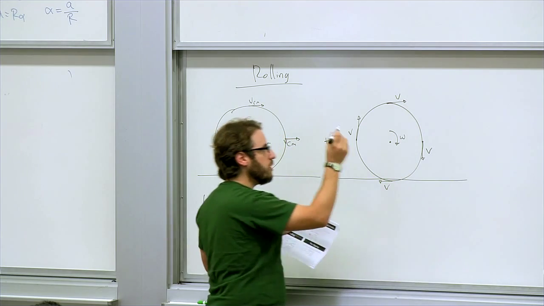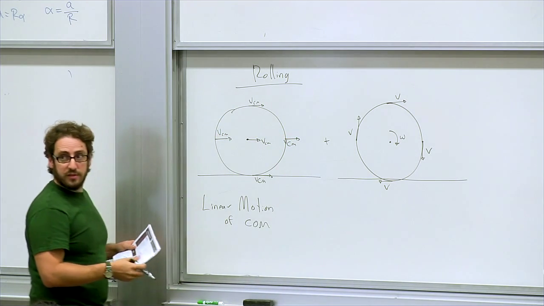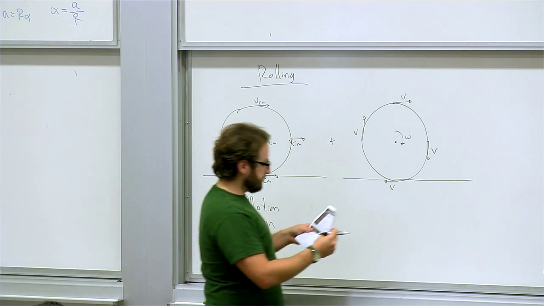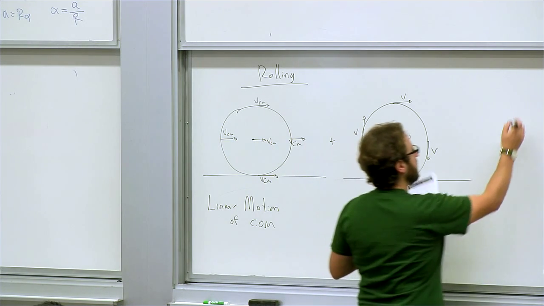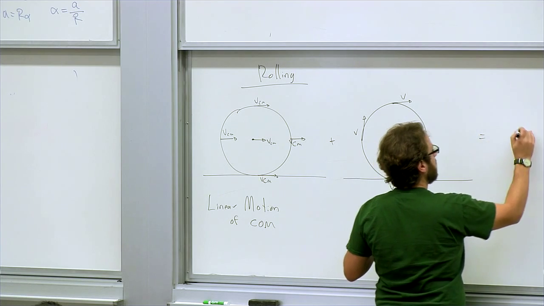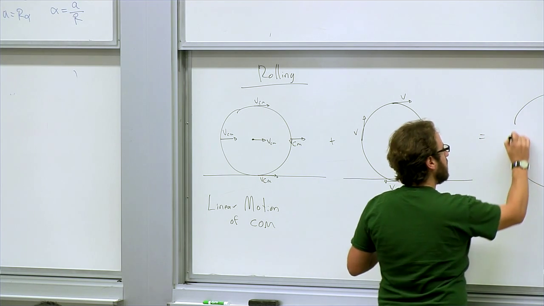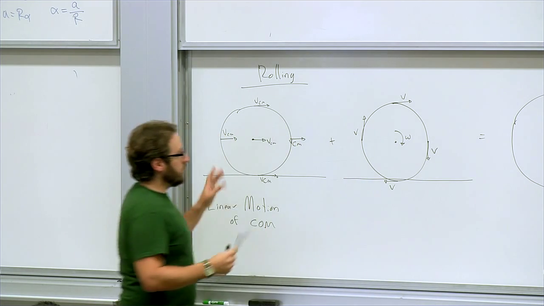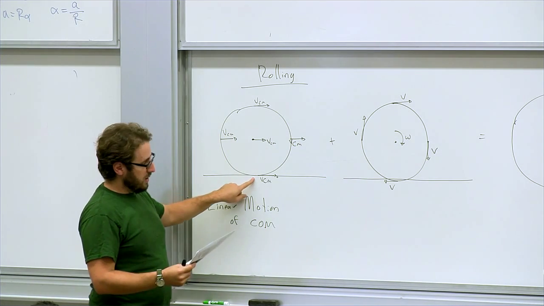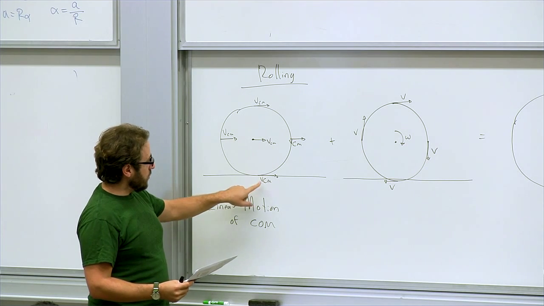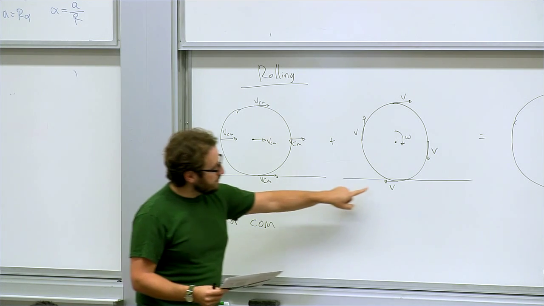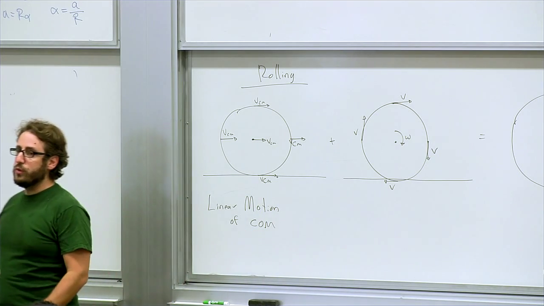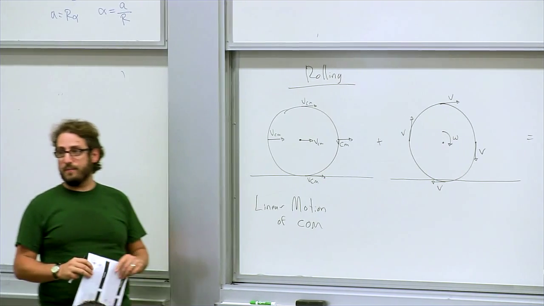Every point along the rim has the same tangential velocity, right? The same linear velocity. Okay, so let's add these guys up. Right? Now, in order for this bicycle wheel to roll smoothly, what you actually need is for this velocity here to balance this velocity. What do I mean by roll smoothly? I mean roll without slipping.